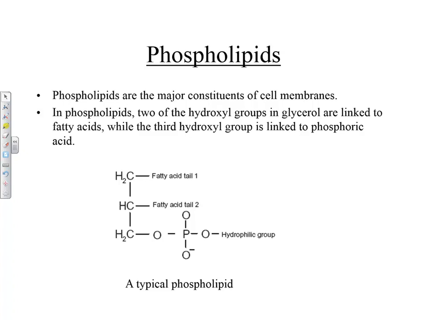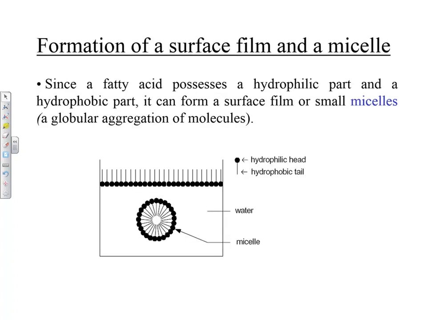And this is a schematic diagram for a typical phospholipid. This is something that we already discussed: how a fatty acid can be used to form a surface film and a micelle. Since a fatty acid possesses a hydrophilic part and a hydrophobic part, it's an amphipathic molecule, and it can form a surface film or small micelles. If you put water and scatter some fatty acid, the part that loves water will stay in contact with the water, the part that hates water will stay away from it, and you'll have a film like this. This is what happens when you try to mix oil and water: the oil is on top and stays like this.